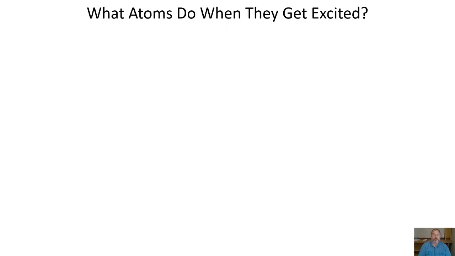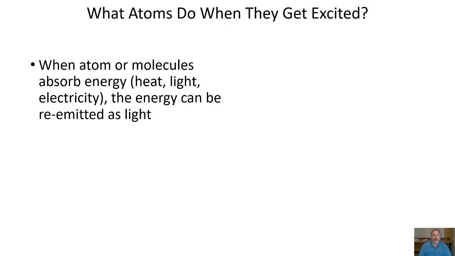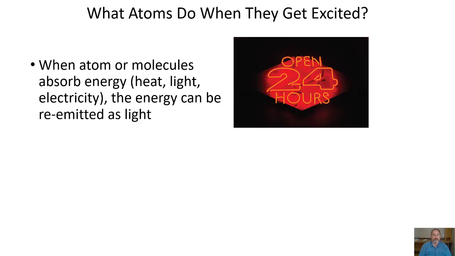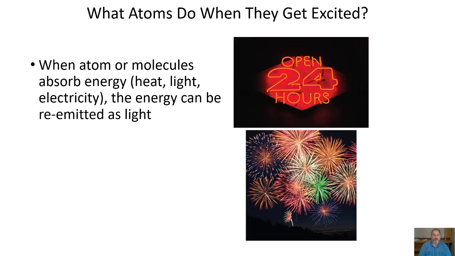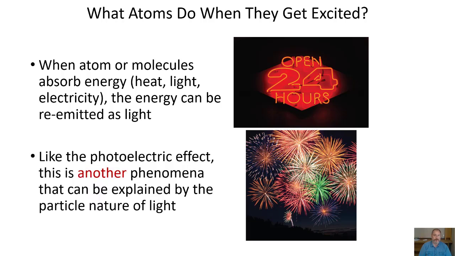And to start, let's talk about what atoms do when they get excited. So atoms or molecules, when they absorb energy, either in the form of heat or light or electricity, the energy is usually re-emitted as light. And this phenomenon is directly responsible for the glow of a neon sign, for example, and the colors that you see when fireworks occur. Now, just like the photoelectric effect that I talked about in a previous video, this emission of light is another phenomenon that can only be explained fully by a particle theory of light and not by a wave theory of light. And we'll see why this is in a few moments.